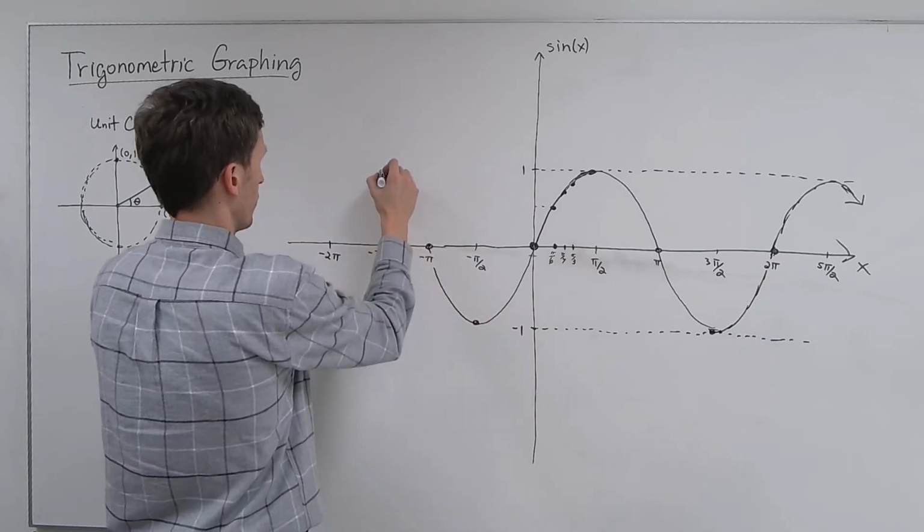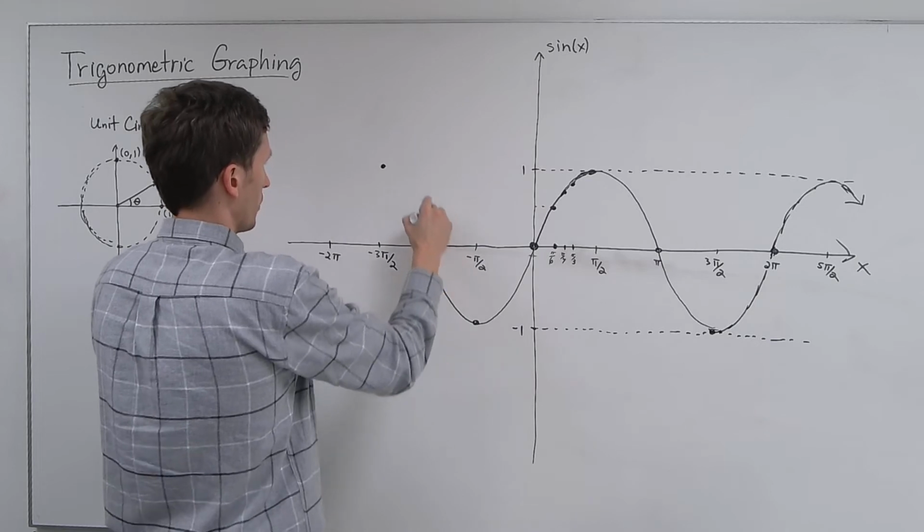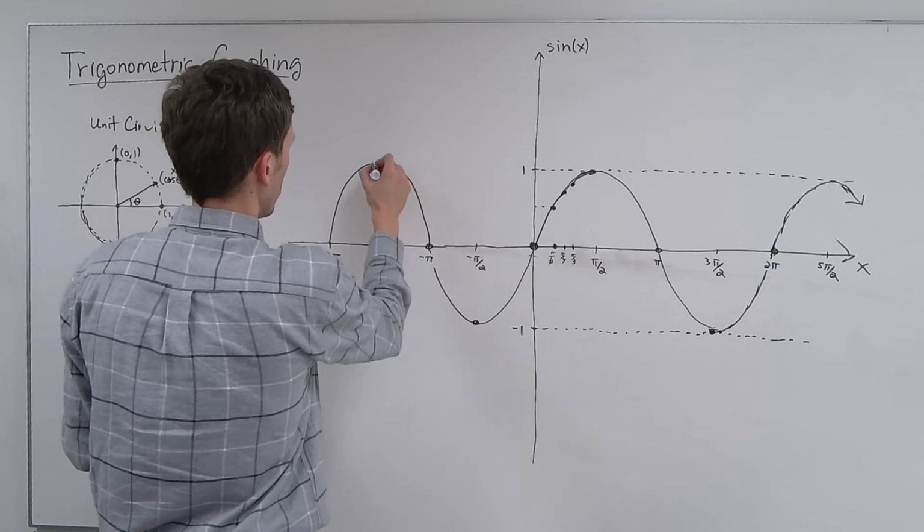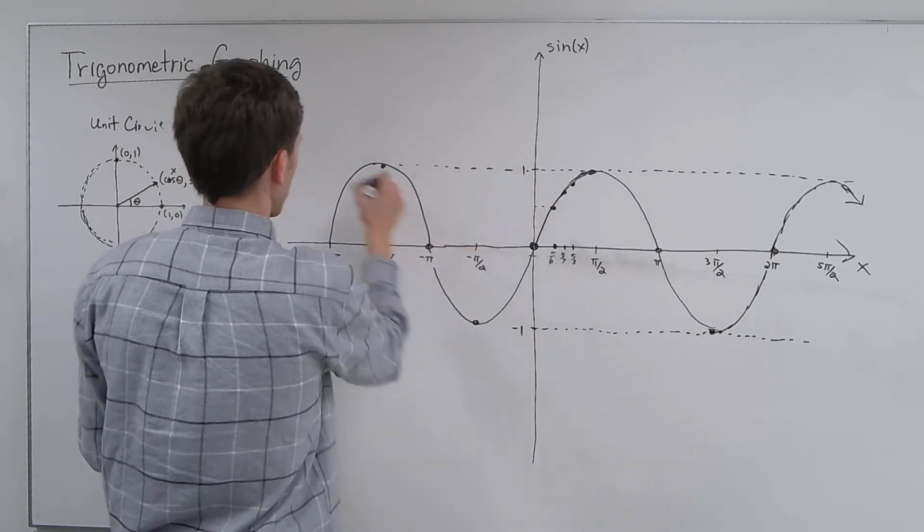A negative 3 pi over 2 will be here. Negative 270 is like a 90. And you go on and on and on like that. Okay? There's our sine of x graph.